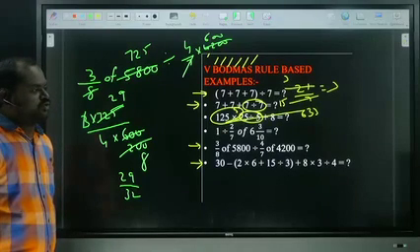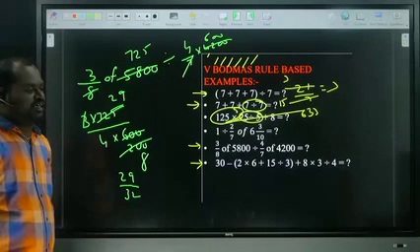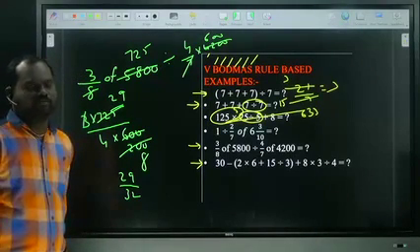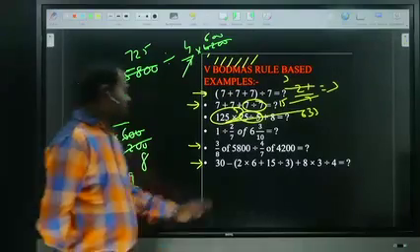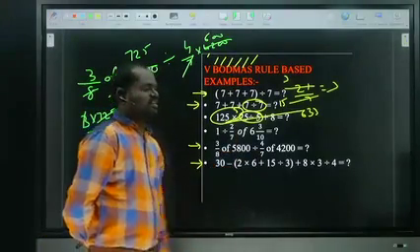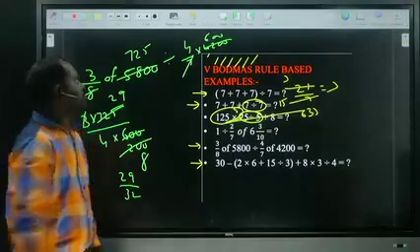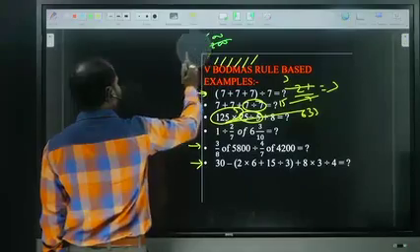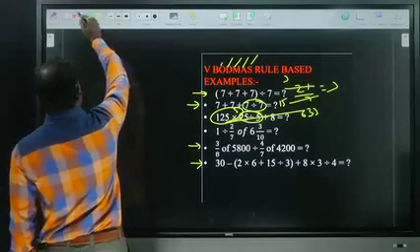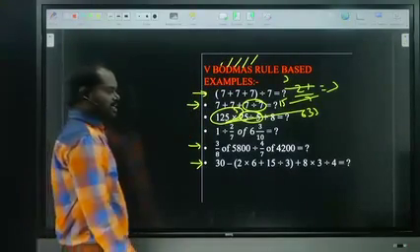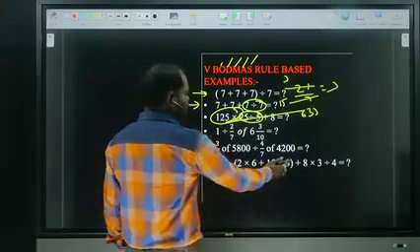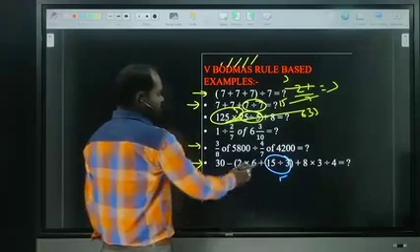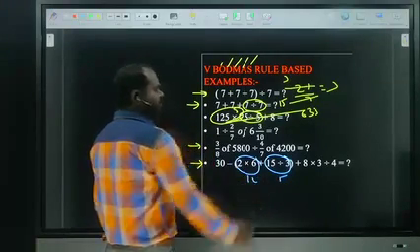Now as per the BODMAS rule, first preference: bracket in bracket, then into, addition, division, three symbols. At first, bracket in bracket, into, addition, division. First we have to finish division. 15 by 3, how much? 5. Next, into: 2 sixes are 12. 12 plus 5 is 17.